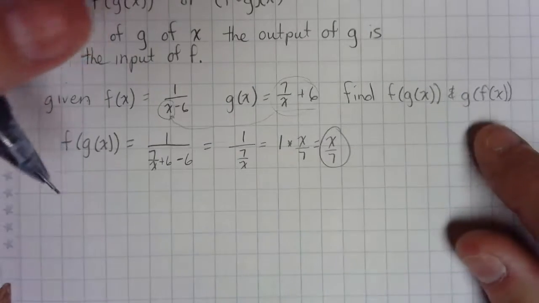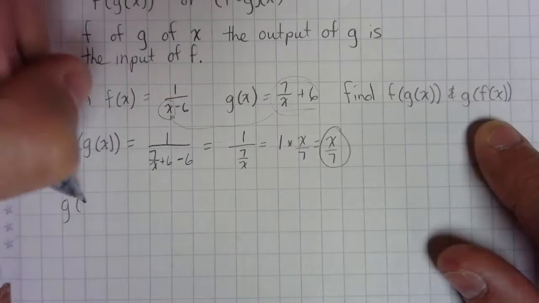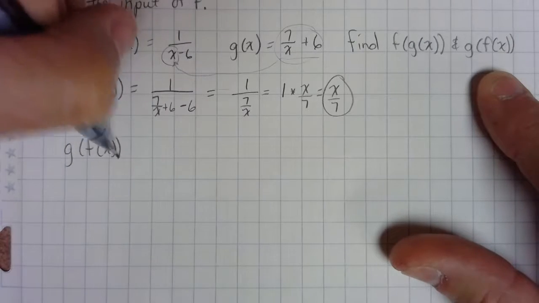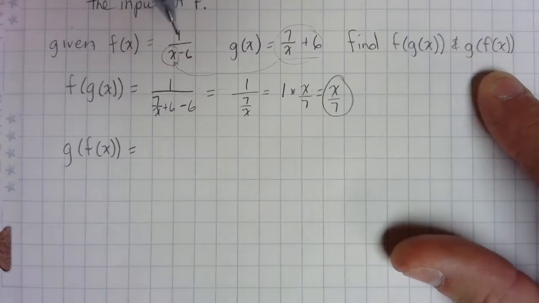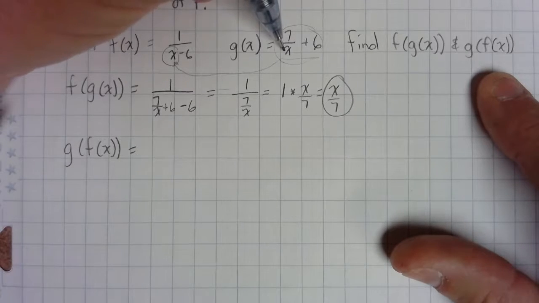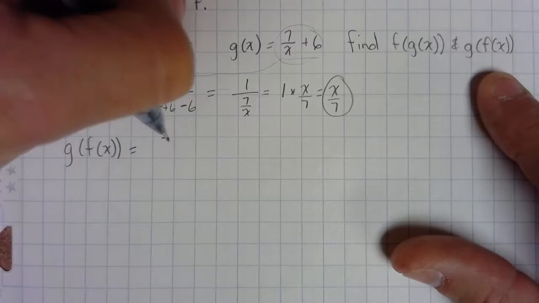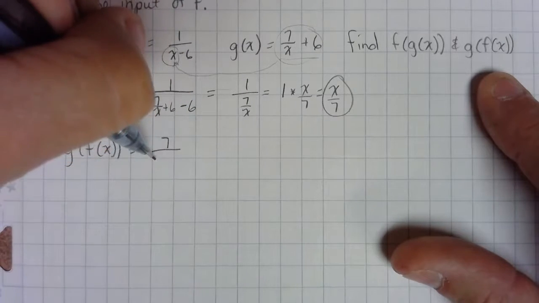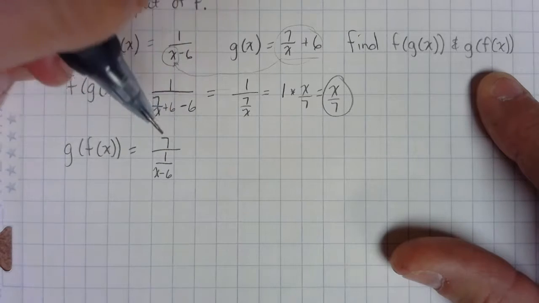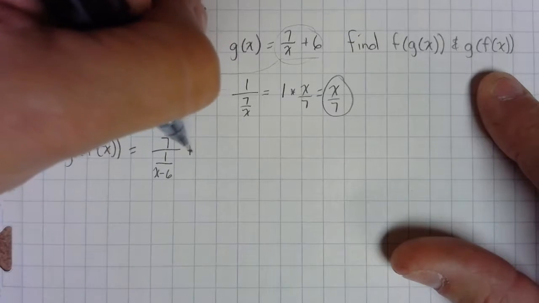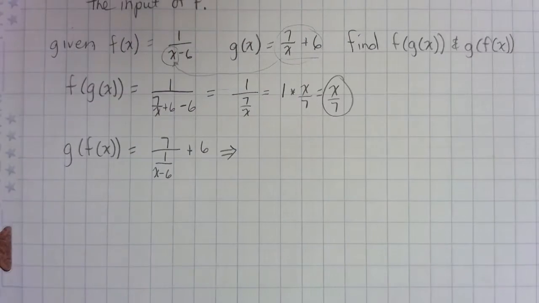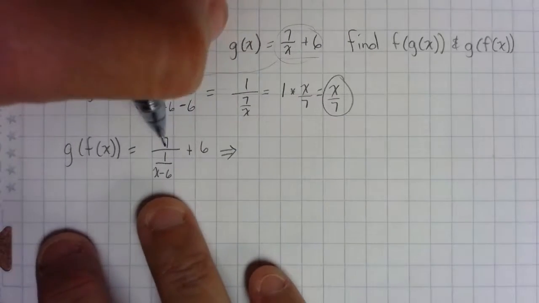Now let's see what we get when we do g of f of x. This time we're going to put 1 over x minus 6 into this x. So we're going to have a compound fraction here: 7 over 1 over x minus 6, and then we still have a plus 6 sticking out here on the end. That's why you can't forget any of your algebraic properties and rules you've learned so far.